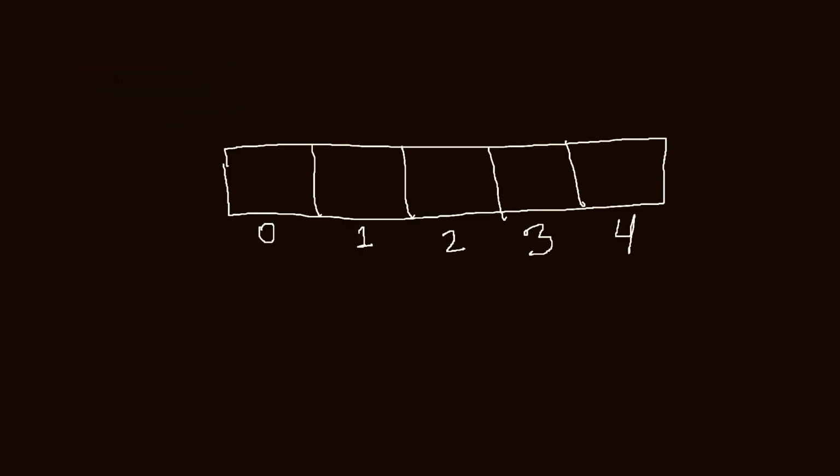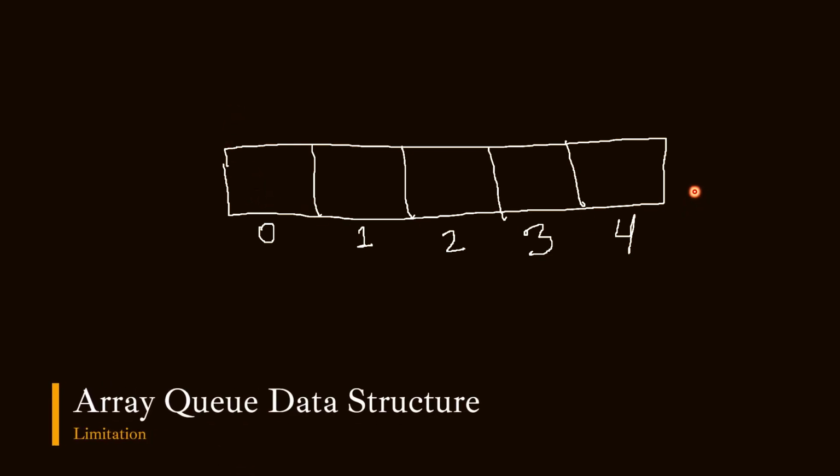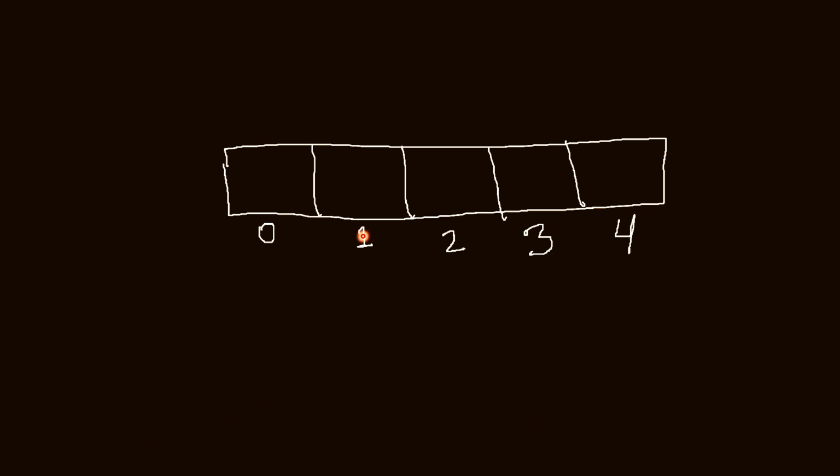Here is the array. Okay, here is the array of size 5. There is index 0, 1, 2, 3, 4. So we are going to understand and perform the queue data structure on this array. Let's say we want to insert a new element. So I'm going to insert a new element here.